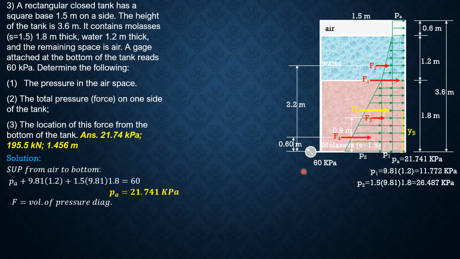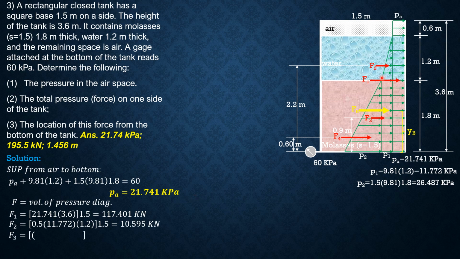So F1 is volume of pressure diagram. So area of this rectangle times width perpendicular to the board, which is 1.5. Perpendicular to the screen, which is 1.5. So it is 21.741 times 3.6 times 1.5. And that would be 117.401 kilonewtons. F2 is 1/2 or 0.5 of P1, which is 11.772 times 1.2 times 1.5. So it is 10.595 kilonewtons.